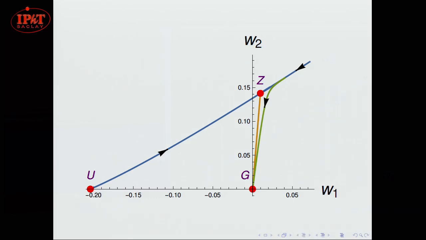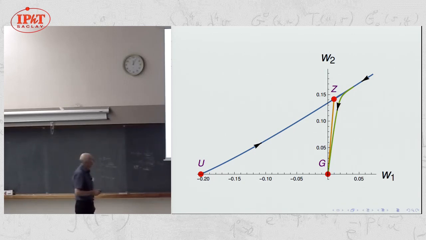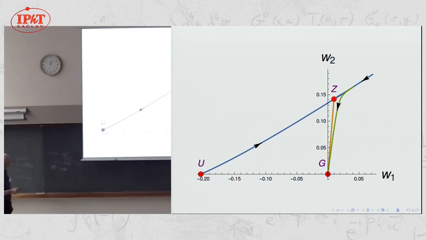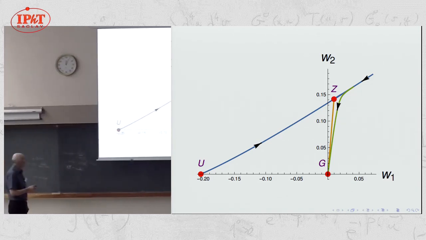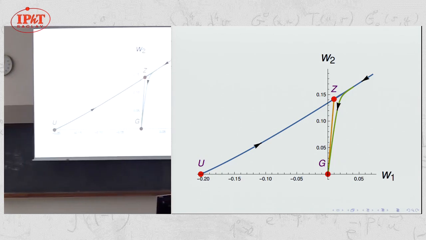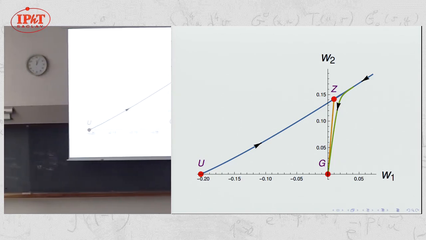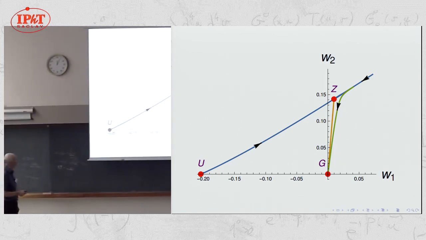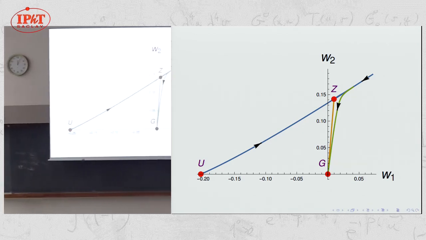So I've blown up that region near the origin. Now, this is the Gaussian fixed point. A flow which starts out on the boundary would go to the point Z, but if it's slightly off the boundary, it goes along the boundary and then veers away close to this orange line which connects Z and G.